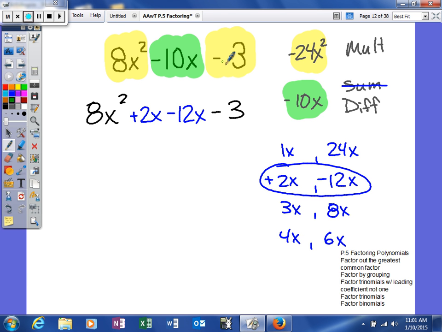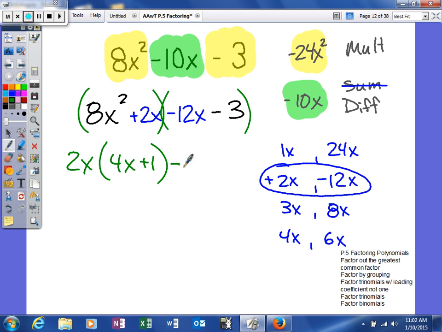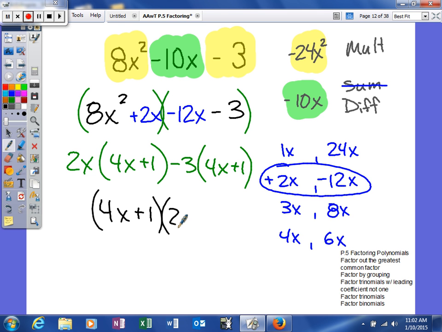Now we've turned our three-term polynomial into a four-term polynomial, so we will factor by grouping. The common factor here is 2x. That's going to leave me 4x plus 1. I need to factor something out of this to make it look identical to this. So negative 3, 4x plus 1. We need to divide both of those. Lastly, I know that's not my answer because it's not a binomial times a binomial. So I factor out my common factor of 4x plus 1 and group together my coefficients.